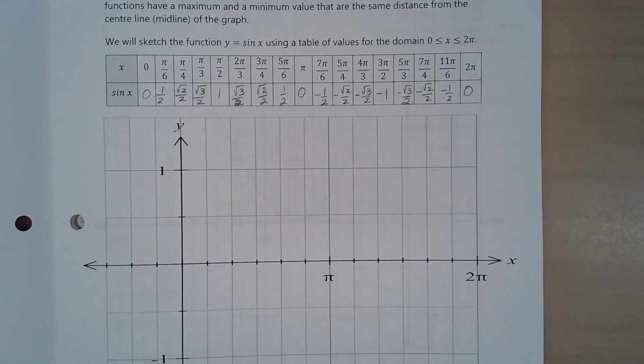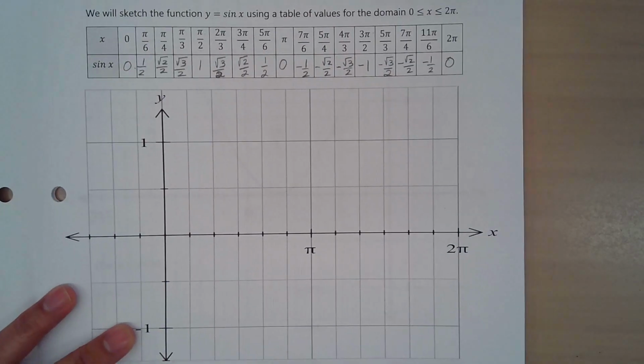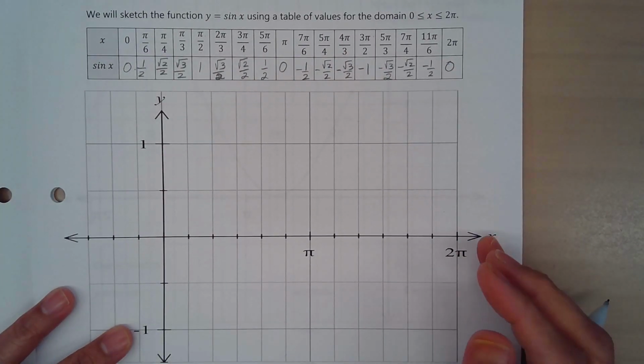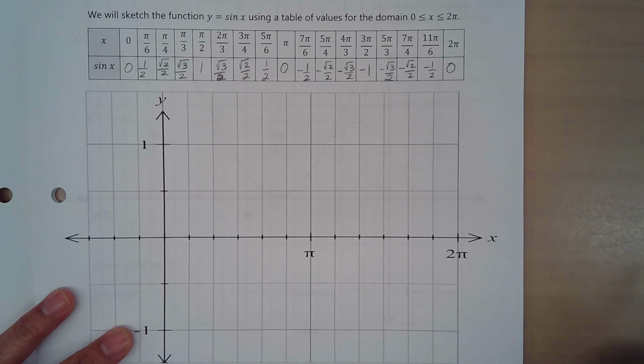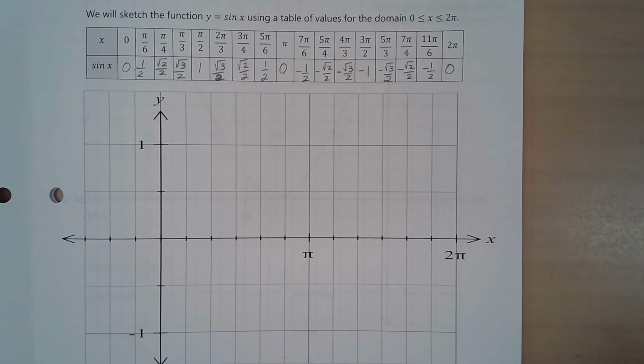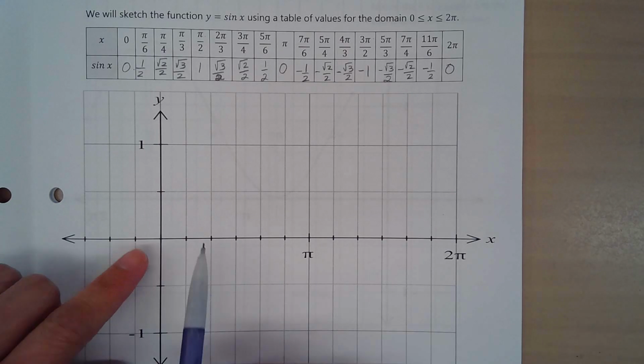So what does that mean? Now let's take a look and see if we can graph it. What kind of graph are we talking about in here? What's the shape? A wave. Good. So let's do that.